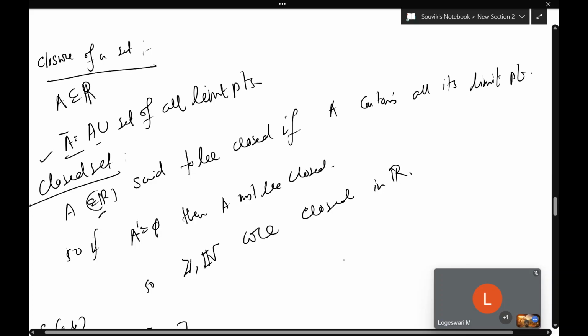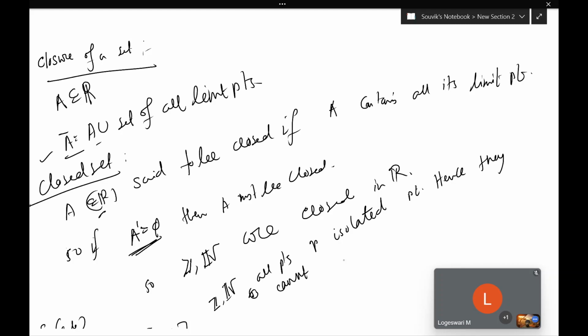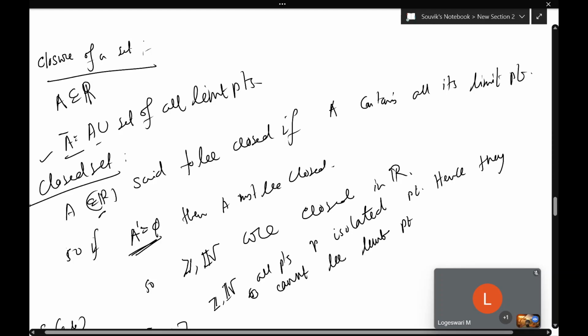Now what is a closed set? A set is said to be closed if the set contains all of its limit points. So obviously, if the set of limit points A' is the empty set, then A must be closed. Due to this argument, Z and N are closed, because for Z and N, all points are isolated points. Hence, they can't be limit points. Okay.